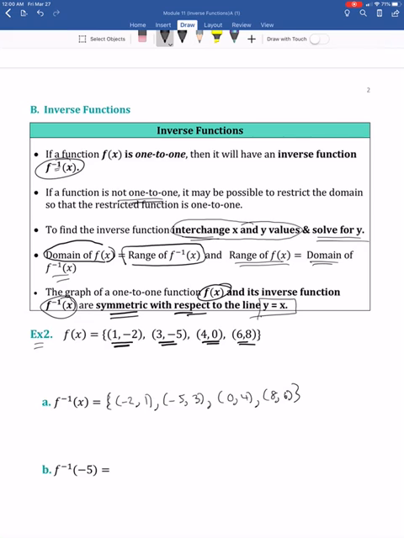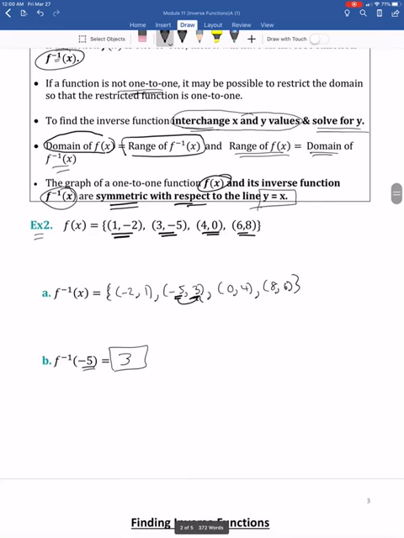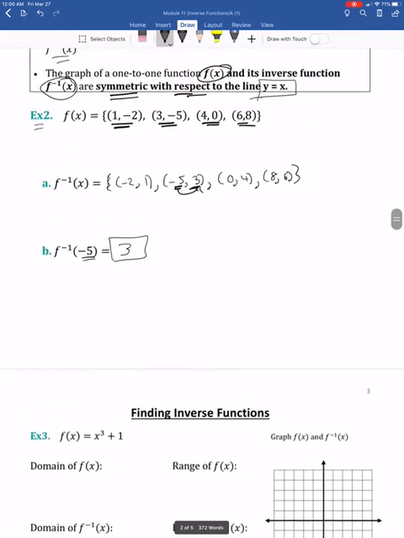Part B says, what's the f inverse of -5? They're giving us -5. Well, what's the f inverse of that? f inverse of -5, what's the output? The output is 3. So they give us the input, and what's the output? Go back to our inverse function. f inverse of -5 is 3, just like f of 3 equals -5 in the f function. So again, just swapping out x and y. All right, and we'll stop there.